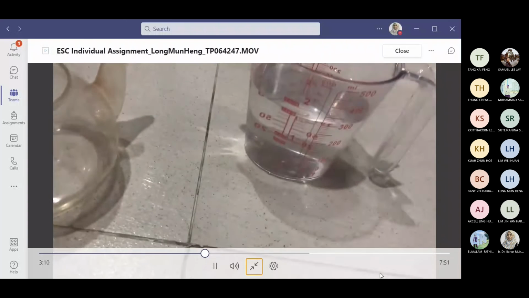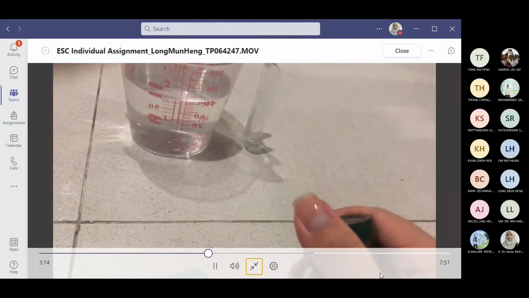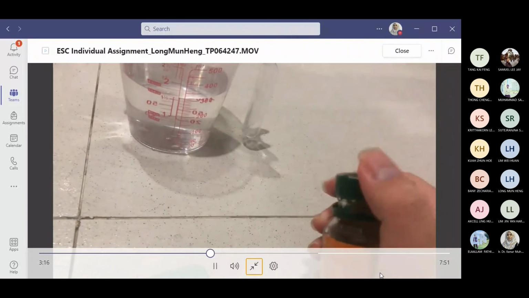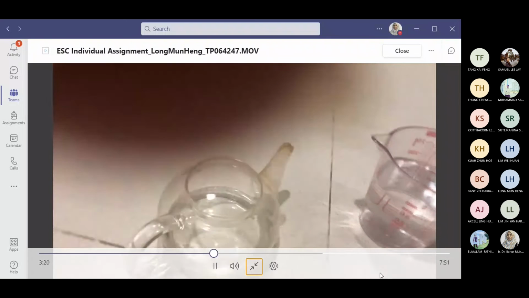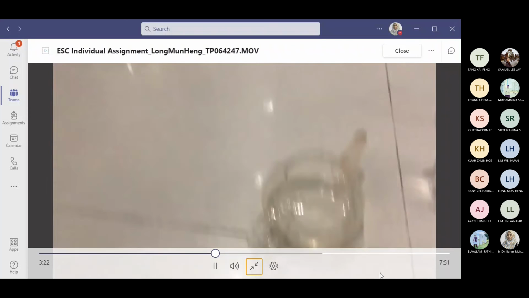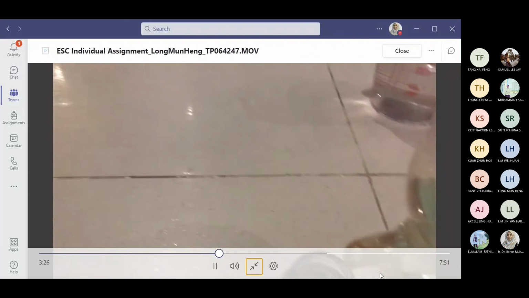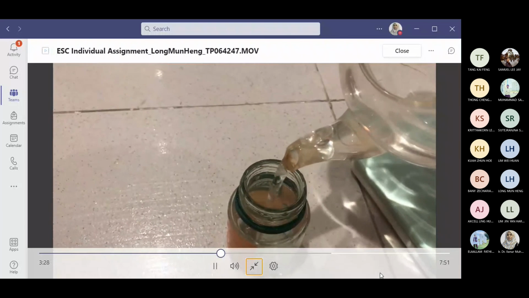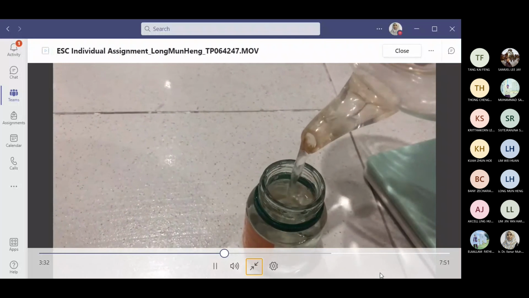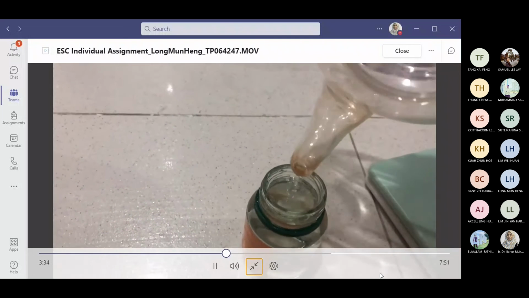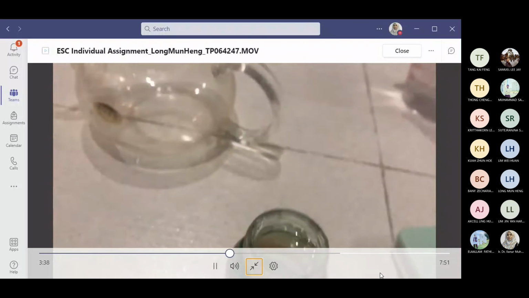We need to open this bottle again. And we should add some water inside, but almost full. So let's see. Okay, it's almost full as we can see. So close it now.